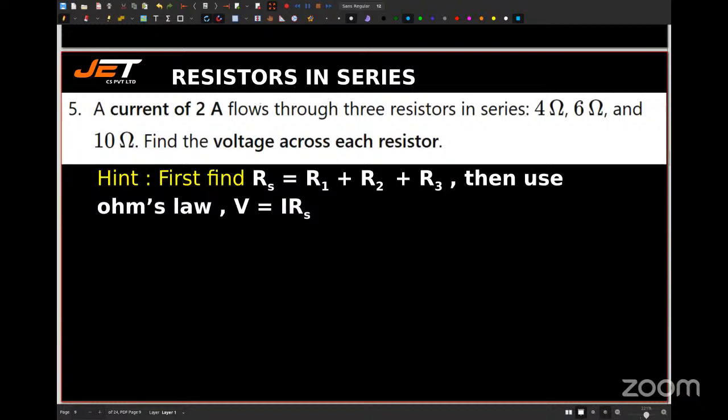Next, a current of 2 amperes flows through three resistors in series: 4 ohms, 6 ohms, and 10 ohms. Find the voltage across each resistor. So this is the total resistance that you have to find using the formula. Then again use Ohm's law to find out the voltage across each resistor. So read the question carefully. They asked voltage across each resistor.